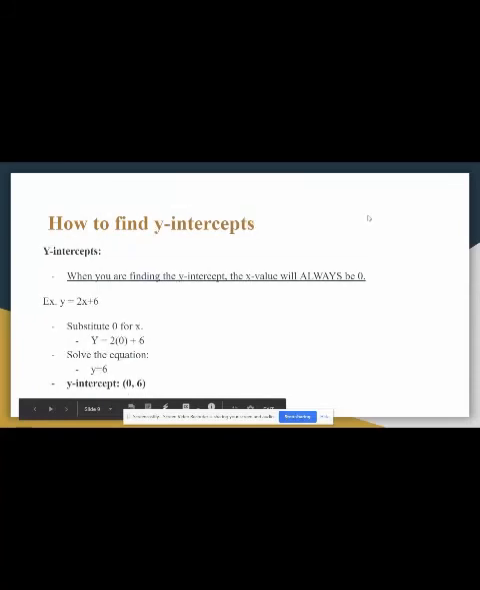Now finding the y-intercept is just like finding the x-intercept. When you're finding the y-intercept, the x value will always be 0. Let's take a look at the same example. Y is equal to 2x plus 6. Except this time, we're substituting 0 for x instead of y. Once we do so, we see we're multiplying 2 by 0. This obviously equals 0. So once we solve the equation, y is equal to 6. Therefore, our y-intercept is 0, 6.